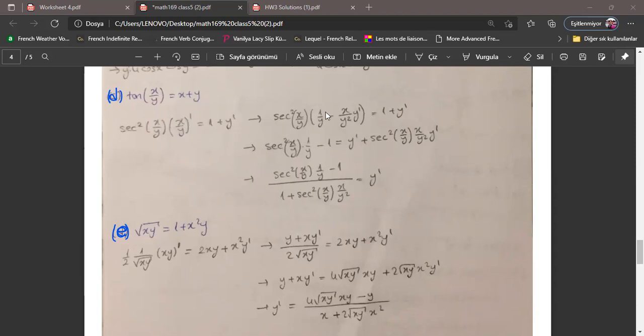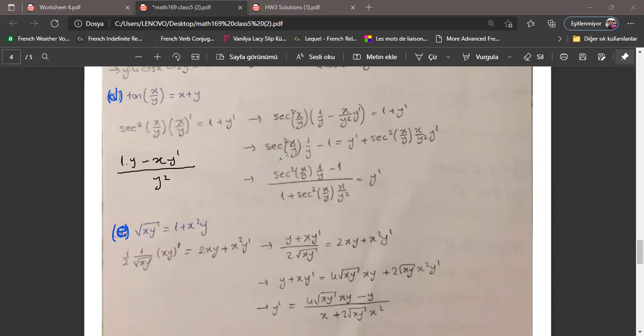So we have this part again here, and this one, the derivative of x over y. We have a quotient there: the first function is x and the second function is y. So we apply that rule. The first one's derivative, 1, times the second one, minus x times the second one's derivative, over y squared.